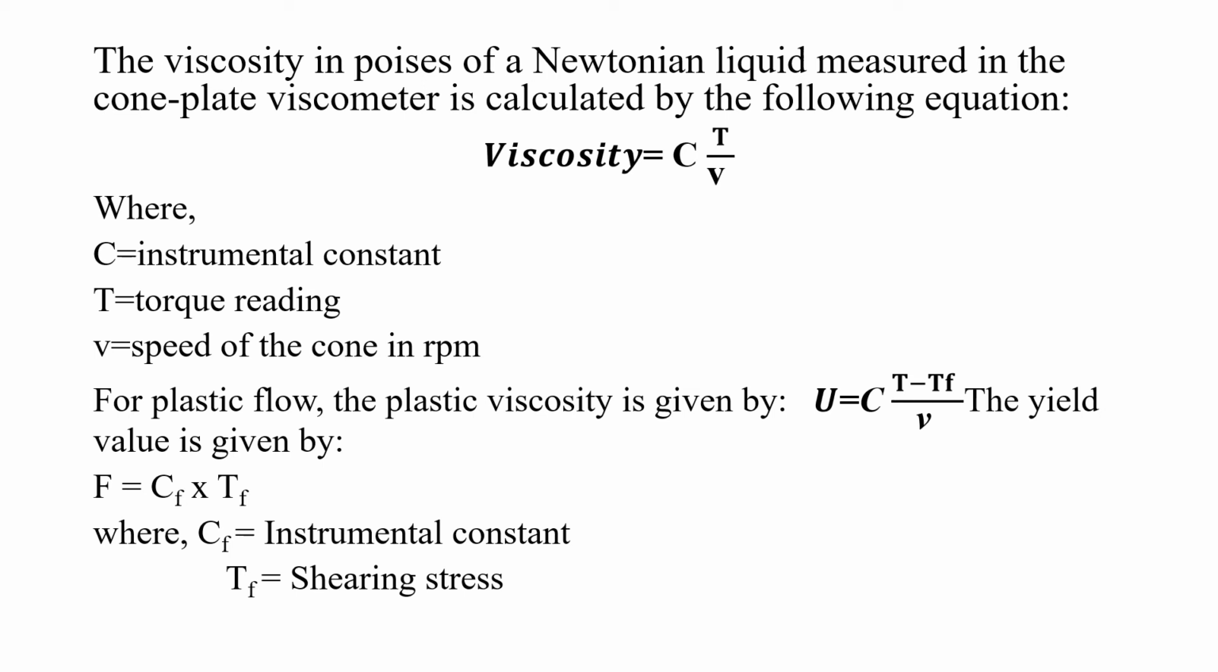Now for a plastic flow, this equation is slightly modified as plastic viscosity U is equal to C into T minus TF by V, where TF is the shearing stress that is experienced at the yield point. So the yield value is obtained by multiplying the TF by instrumental constant. This is how we'll be obtaining yield value.